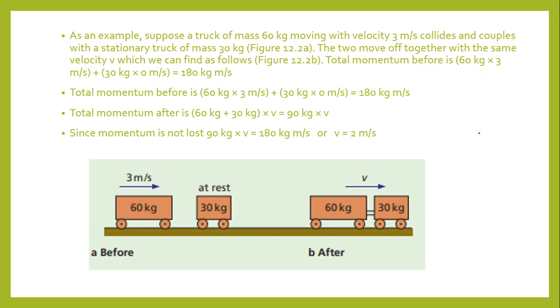and that the bodies had conservation of momentum in the collision. So, as an example, suppose a truck of mass 60 kilograms moving with velocity 30 meters per second collides and couples with a stationary truck of mass 30 kg. So, this is the diagram. The two move off together with the same velocity v, which we can find as follows.